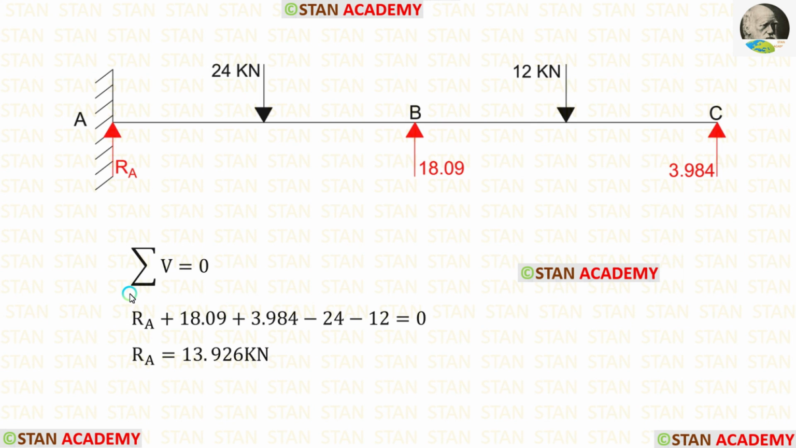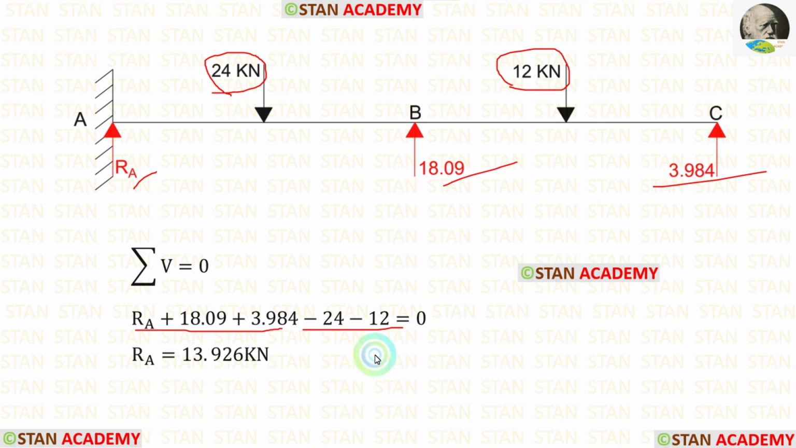Now let us apply the rule. Sigma V is 0 and find out RA. RA, RB and RC are acting upwards, so all three of them will be positive. The point loads 24 kN and 12 kN are acting downwards, so they will be negative. In this way, we can calculate RA, which is equal to 13.926 kN.